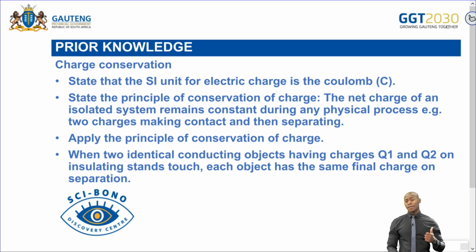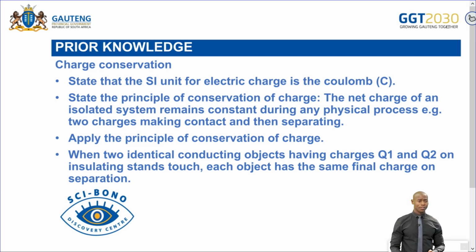In Grade 10, you also looked at the principle of conservation of charge. According to our examination guidelines, this is how we have to state it: the net charge of an isolated system remains constant during any physical process, right? The net charge of an isolated system remains constant during any physical process. That is the principle of conservation of charge. You have to know that. It doesn't mean that since you're now in Grade 11, you neglect what you did in Grade 10. Also apply the principle of conservation of charge, all right?